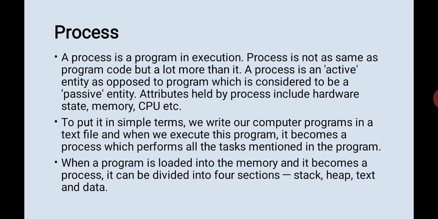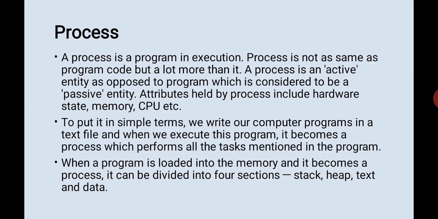To put it in simple terms, we write our computer program in a text file, and when we execute this program, it becomes a process. So when you're writing it, that's a program. You write a program, and when you execute it, that's a process which will perform all the tasks that we mentioned in the program. That is why a program is said to be a passive entity and a process is said to be an active entity.